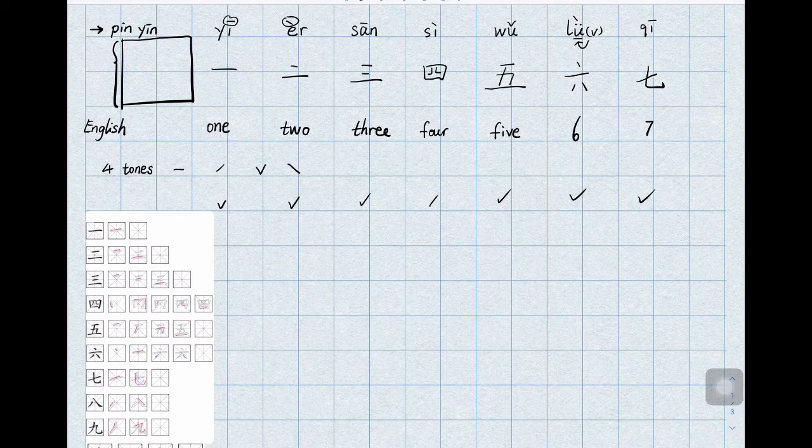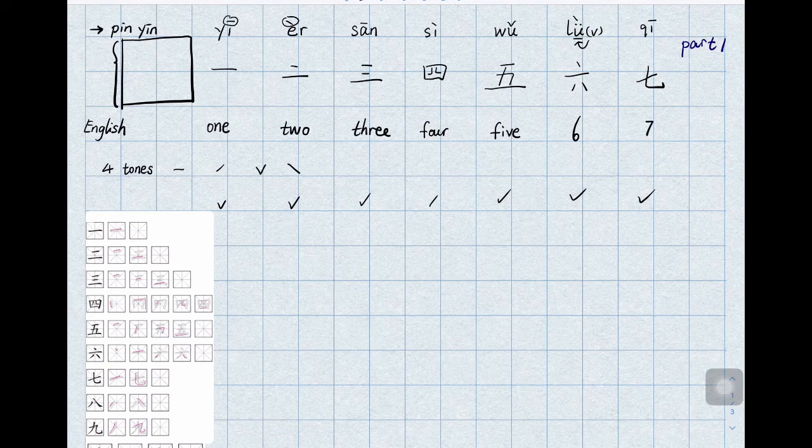This is part 2, and last time in part 1, we talked about numbers in Mandarin from 1 to 7. So if you missed that, you can go back to my part 1 video. And today, in part 2, we are continuing to talk about the numbers from 8. Hopefully we'll go beyond 10.